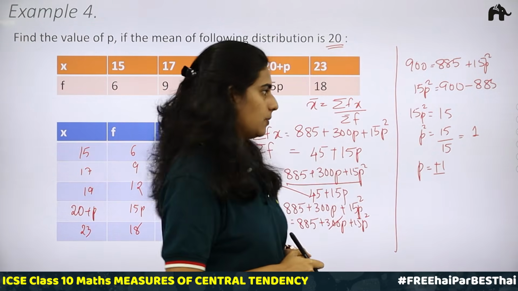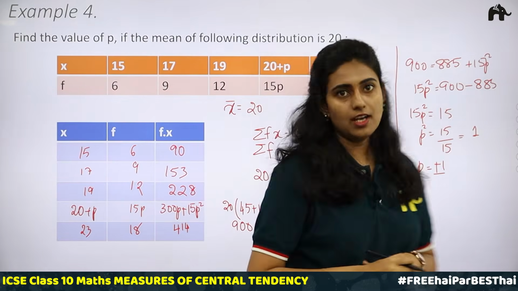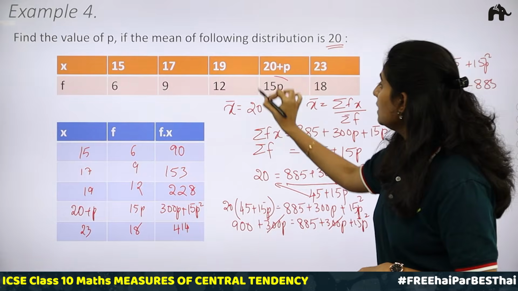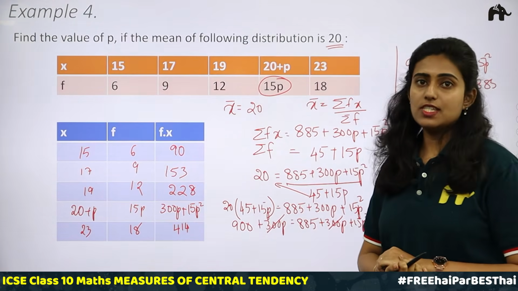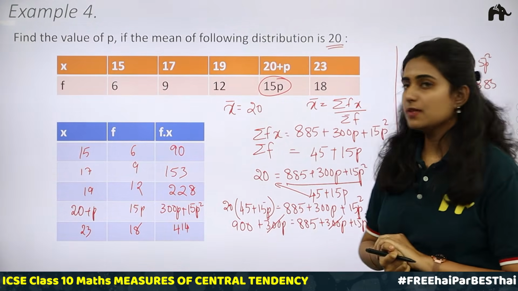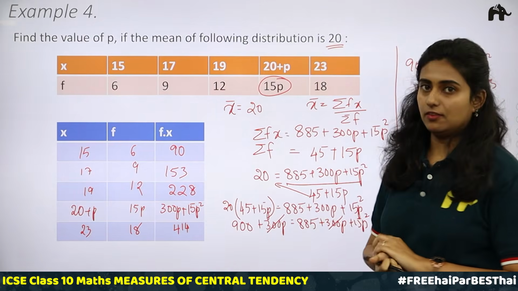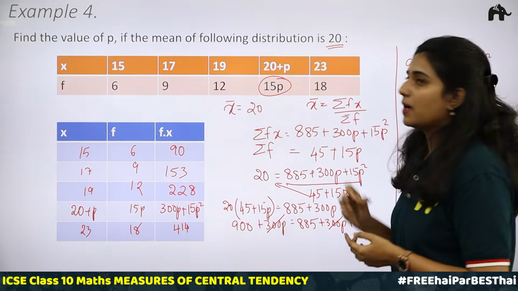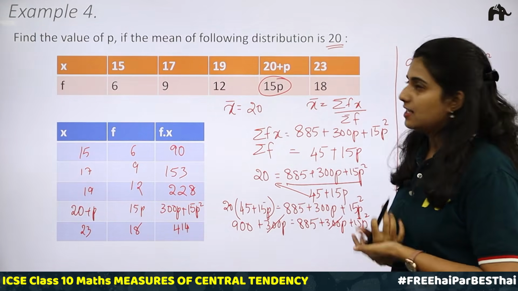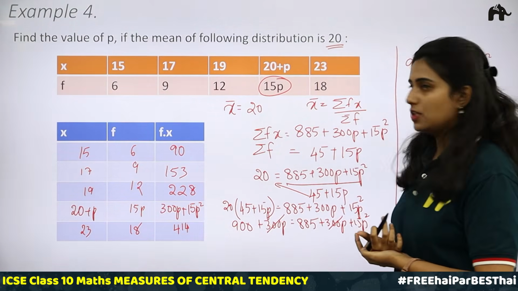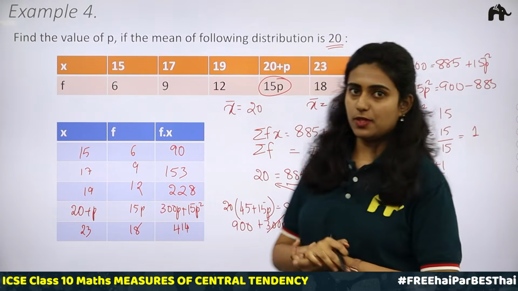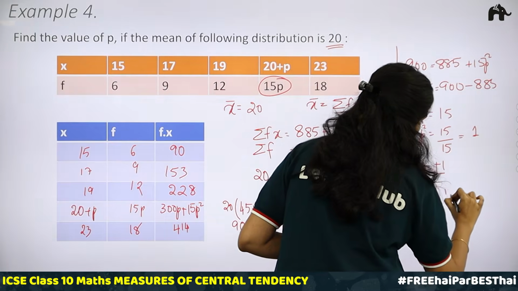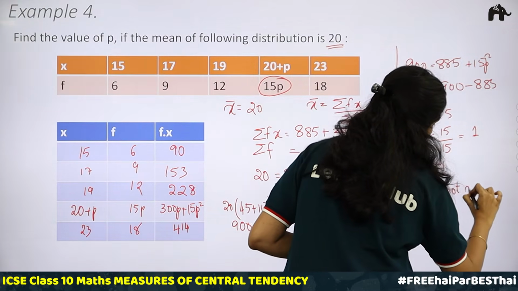Plus or minus 1. Now, here we know that 15p is a frequency. Can frequency be negative? Can number of students be negative? No, right? Frequency cannot be negative. If we are taking p is equal to minus 1, then 15 into minus 1 will be minus 15 and it is a negative value. So, this value cannot be chosen. So, the only possible value of p will be equal to 1, and minus 1 is not acceptable.